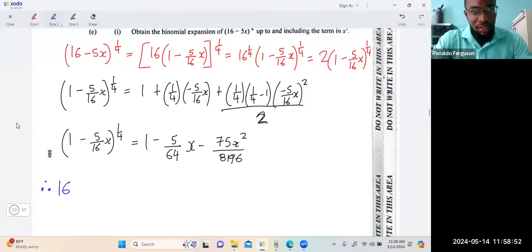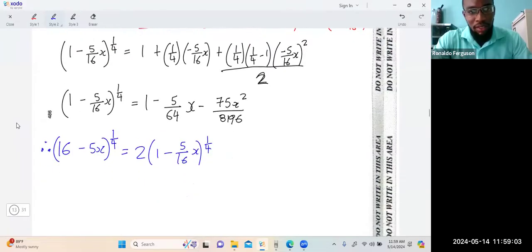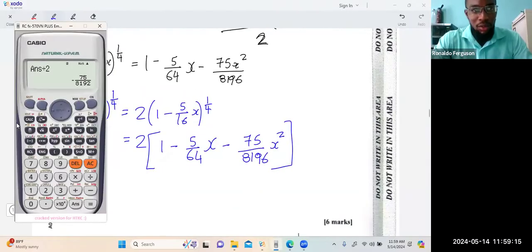16 minus 5x to the quarter, which is 2 times 1 minus 5 over 16x to the quarter, is therefore equal to 2 times 1 minus 5 over 64x minus 75 over 8196x squared. Multiply each term by 2.